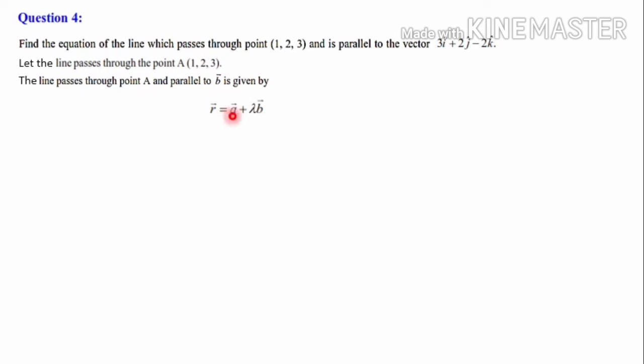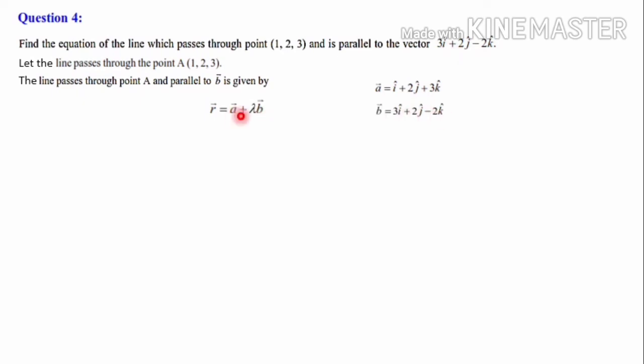So vector A is the position vector of the given point. Position vector of the given point we can easily write. The given point is 1, 2, 3. So we have to formulate a vector equation by using these 1, 2, 3 coordinates. So i cap plus 2j cap plus 3k cap. And B is the parallel vector. It is given to you here. That is 3i cap plus 2j cap minus 2k cap.